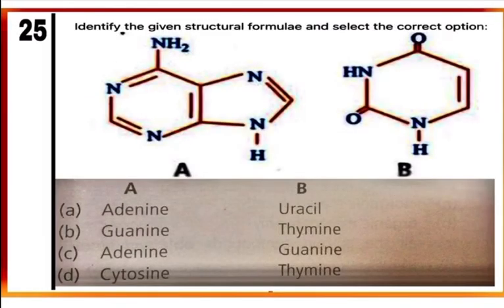Question 25. Identify formulae A and B. These two are heterocyclic carbon compounds containing nitrogen. They are nitrogen bases. Formula A is of adenine, a purine base, and formula B is of uracil, a pyrimidine base. So here mark A as a correct answer.